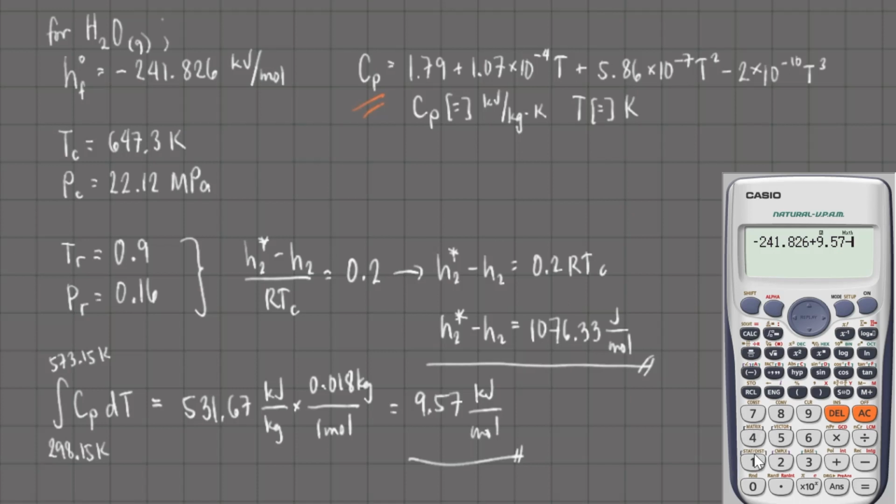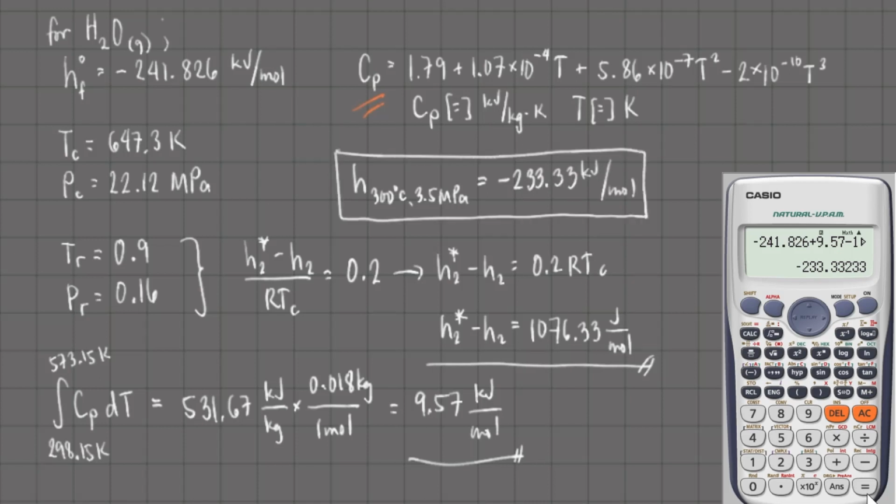Converting this to kilojoules per mole, that is 1.07633 kilojoules per mole. Our absolute enthalpy at 300 degrees Celsius and 3.5 megapascals is now determined to be negative 233.33 kilojoules per mole. This is the value we get when we consider the Lee-Kessler generalized enthalpy departure charts for simple fluids. Let's try to compare this value with all of the other methods that we can use to estimate the absolute enthalpy.